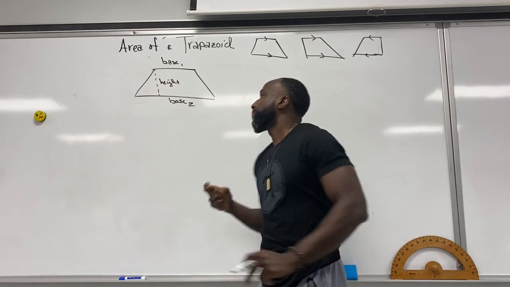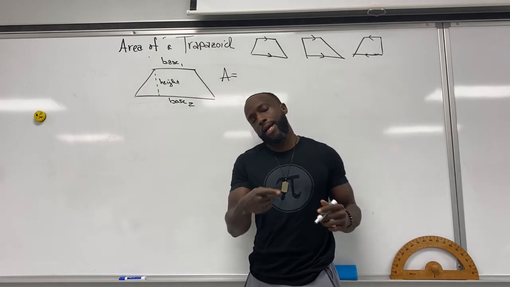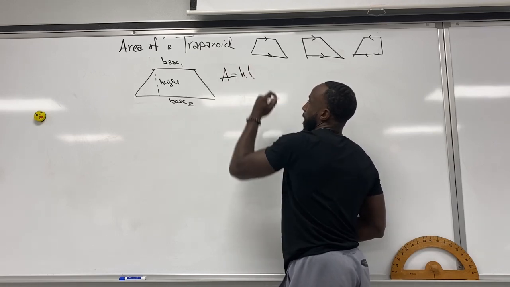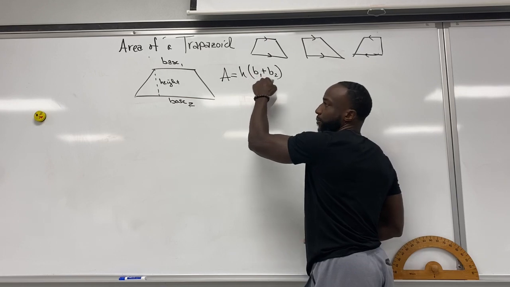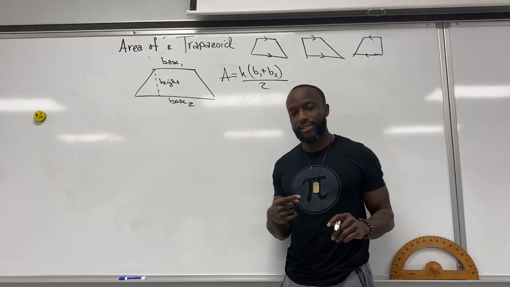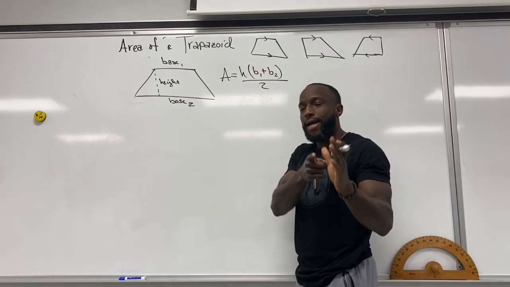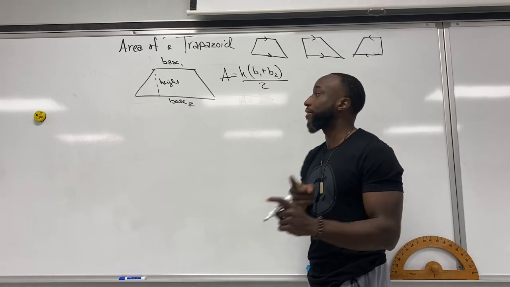So, with it having two bases and one height, the area of a trapezoid is the average of the bases times the height. That's it, right? Simply put, the area is the height times the quantity base 1 plus base 2, all over 2. That's your area, okay?